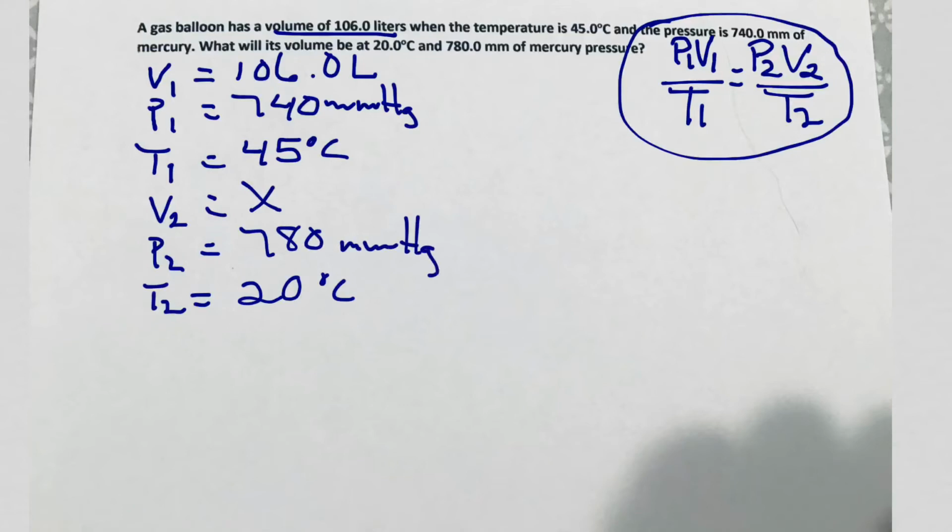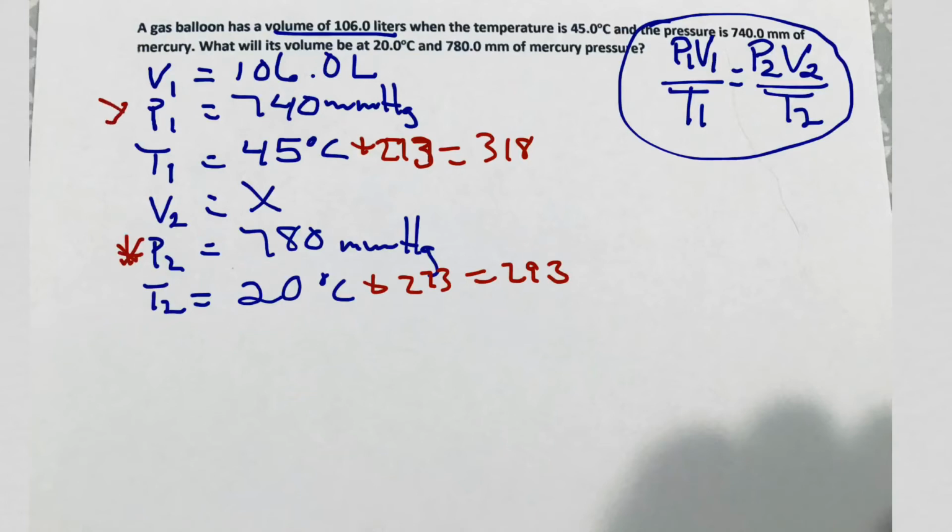So that's X at 20 degrees and 780 mmHg. So the first thing you need to do is make sure that temperatures are in kelvins and all the other variables match each other. So add 273 to your temperature. I think that's 318. And 293. And then this pressure is in mmHg, this pressure is in mmHg. So we're good there. And then the volume is in liters. So as long as we label our second volume liters, we're good to go.